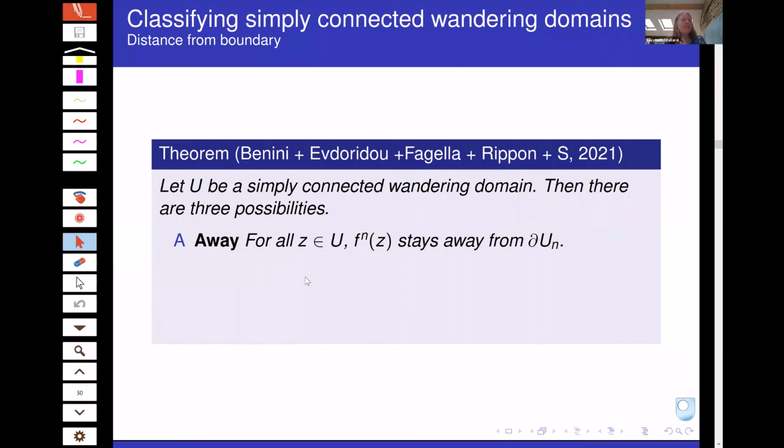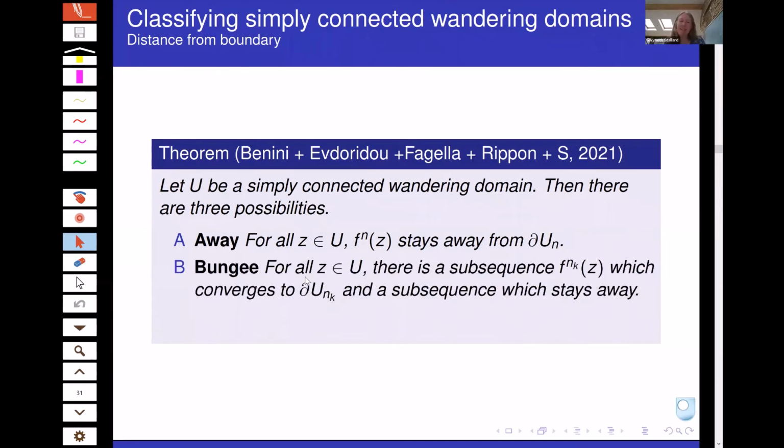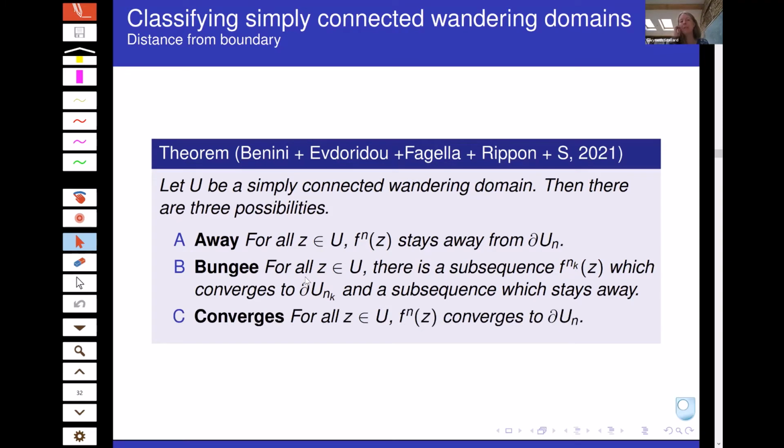Bungee, I realise this is a slightly different use of bungee to the one that Dan had yesterday, but it's similar in the sense it's going out towards the boundary and then it's coming back into the middle, out towards the boundary, back into the middle, and then converging. So the bungee is nice for that because it gives you ABC. But this is the point, all the points inside are converging to the boundary of your wandering domain.